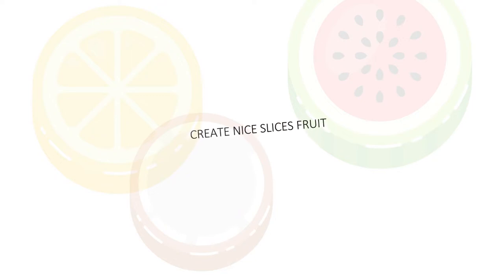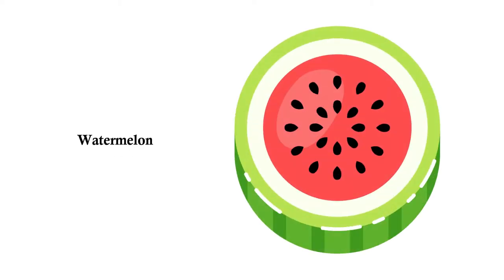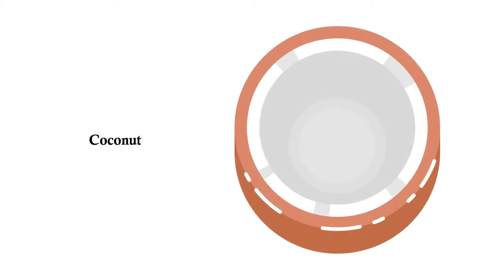Today we will learn how to create few slices fruit with Adobe Illustrator. We will create three fruits today that look like cartoon and 3D. There are lemon, watermelon, and coconut. So, without further ado, let's get started.